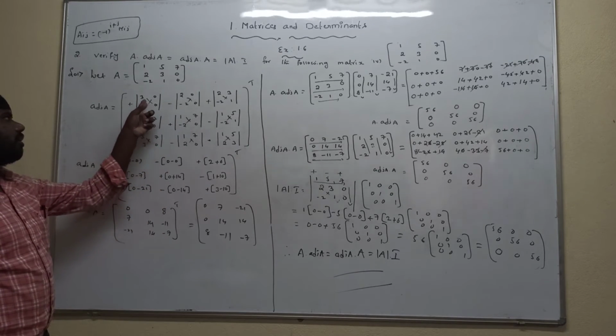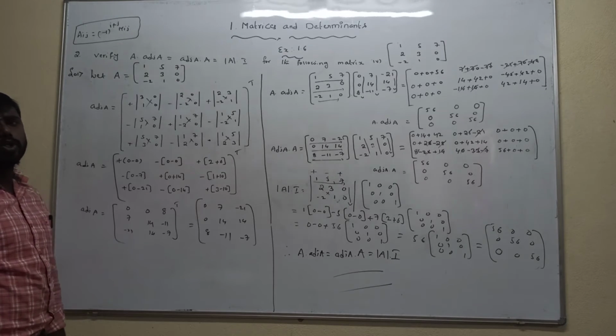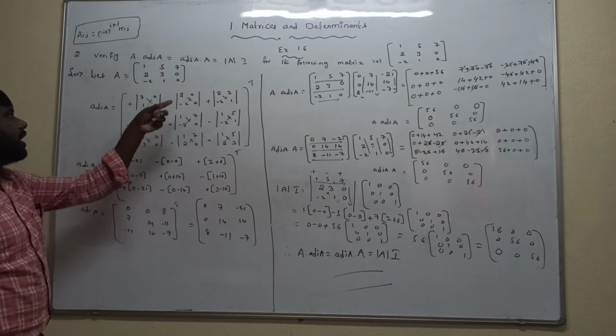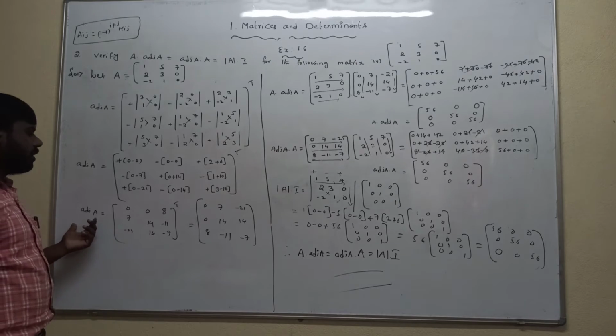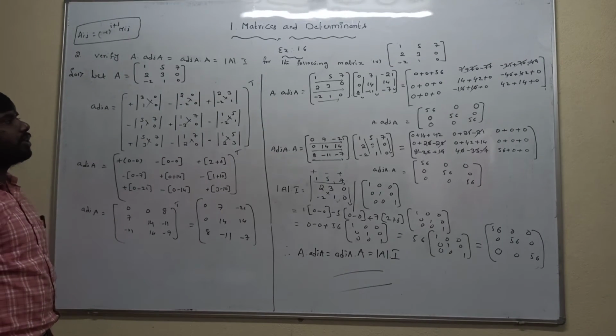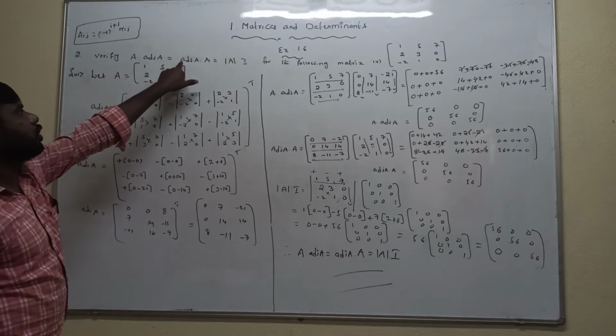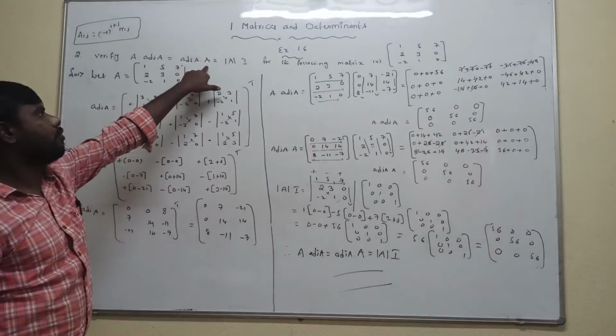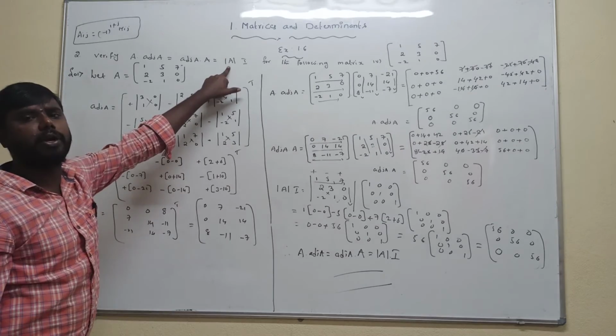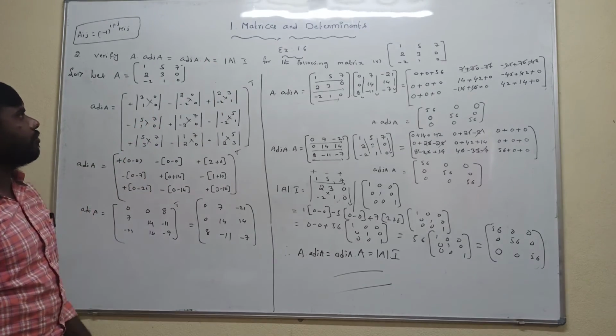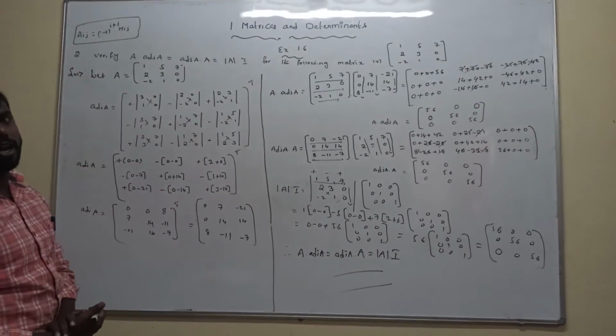Now when the determinant is 2 by 2, we should apply the cross multiplication method, AD minus BC form. We get the adjoint of A matrix. After that we need to calculate A into adjoint of A. After that we need to calculate adjoint of A into A. Finally we need to calculate determinant of A into I. After that verify whether all the conditions are equal or not.